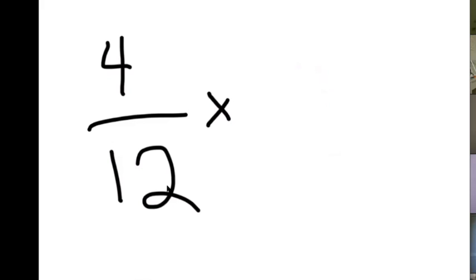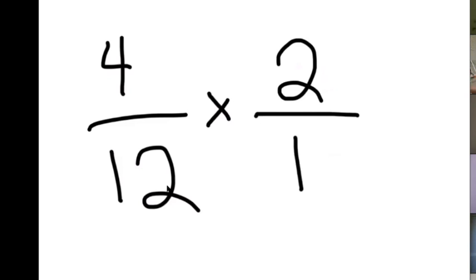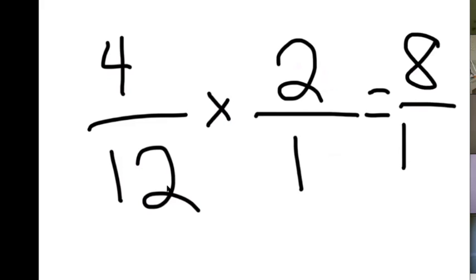What's my numerator? The numerator is 2. Good job. And what is my denominator? A 1. Good job. And now I just multiply straight across. So if I multiply my numerators, Nuria, what is 4 times 2? 8. Good job. And now I'm going to multiply my denominators. What is 12 times 1? 12. Good job.